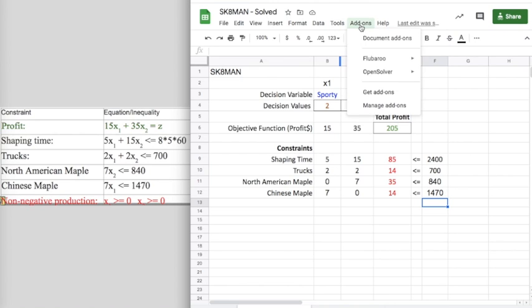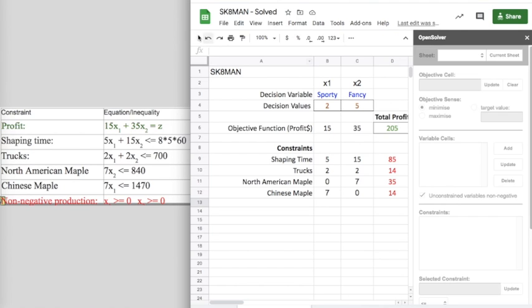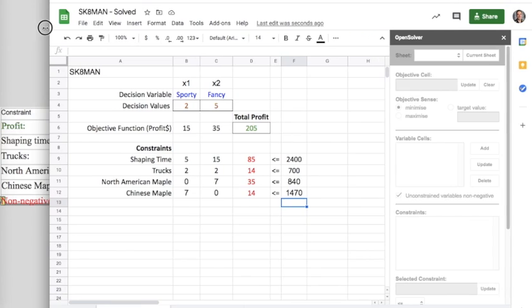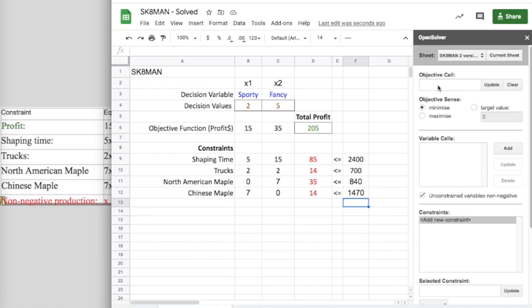So I'm going to go up to my add-ons, go to OpenSolver, and open that sidebar. It's covering up part of my screen, so I'm going to cover up my problem here for a minute while I solve it. So the objective cell, we want to maximize profit, so I'll click on D6 and update my objective cell. I want to maximize money, so I'm going to click maximize. These are the two cells that I want the computer to change to figure out the right answer that it's going to put numbers into. So select B4 and C4 and click add for variable cells.